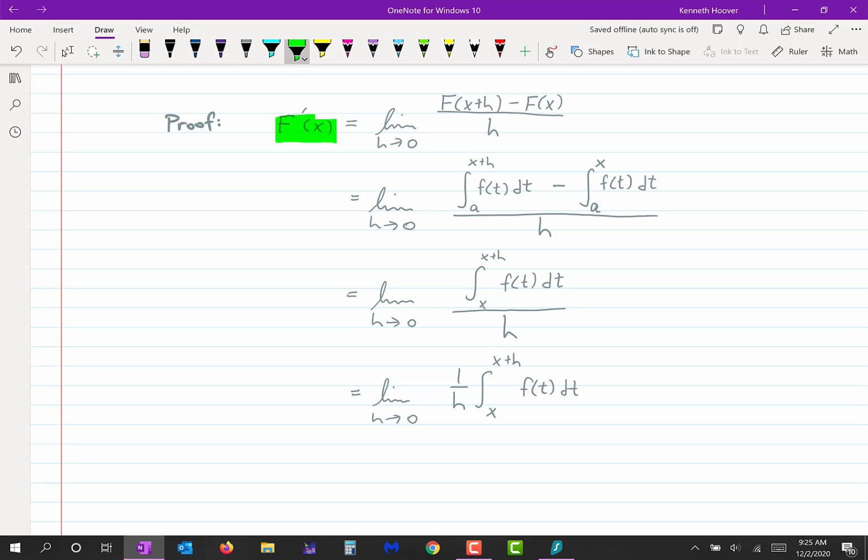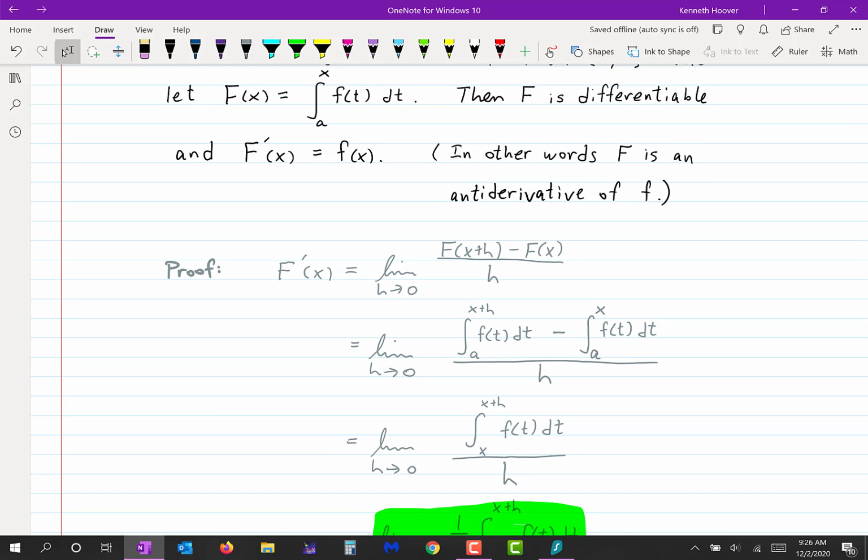I know that capital F prime of x will equal this, if this limit exists. Remember, when something is a limit, then it might exist, it might not exist, because some limits exist and some don't. So what I need to do is I need to show you that limit there, which is highlighted in green, exists. That means capital F has a derivative. And then the second thing I need to show you is that that limit actually equals little f of x, because that's what I'm trying to prove. See that up there? I'm trying to prove that.